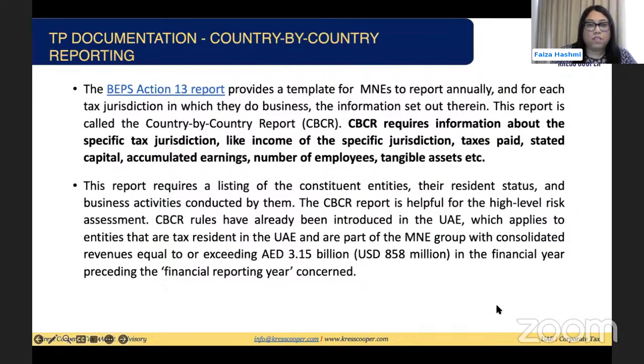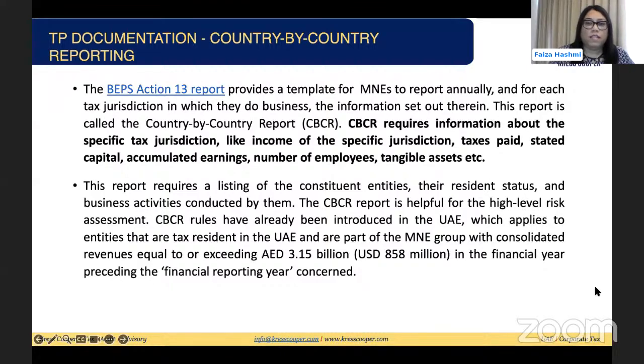And apart from this, there's country by country reporting. Like we had mentioned, wherever the multinationals have more than 3.15 billion of revenue, they need to maintain this. The CbCR report requires information like the specific tax jurisdictions of the multinational companies, the taxes paid in these jurisdictions, the income being earned from these jurisdictions, and the number of employees and tangible assets. So this kind of information is required.